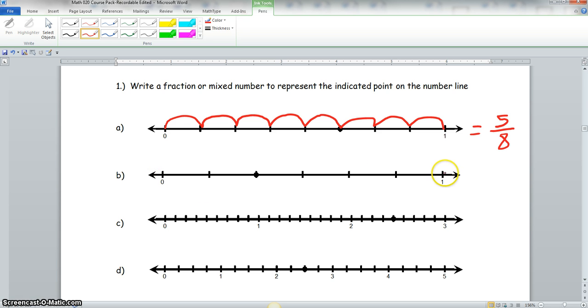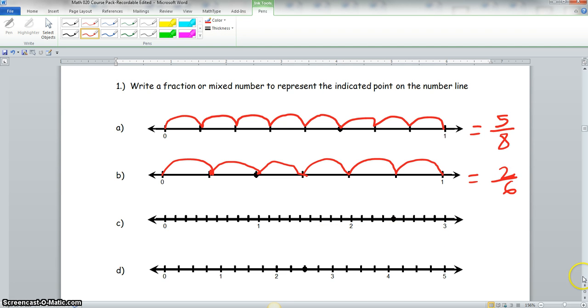Okay, now we come to B. Same setup. It's from 0 to 1. So we will count. We will have 1, 2, 3, 4, 5, 6. So our denominator would be 6. Now our numerator, we will count this. We have 2 places that we traveled. So we will have 2 over 6.